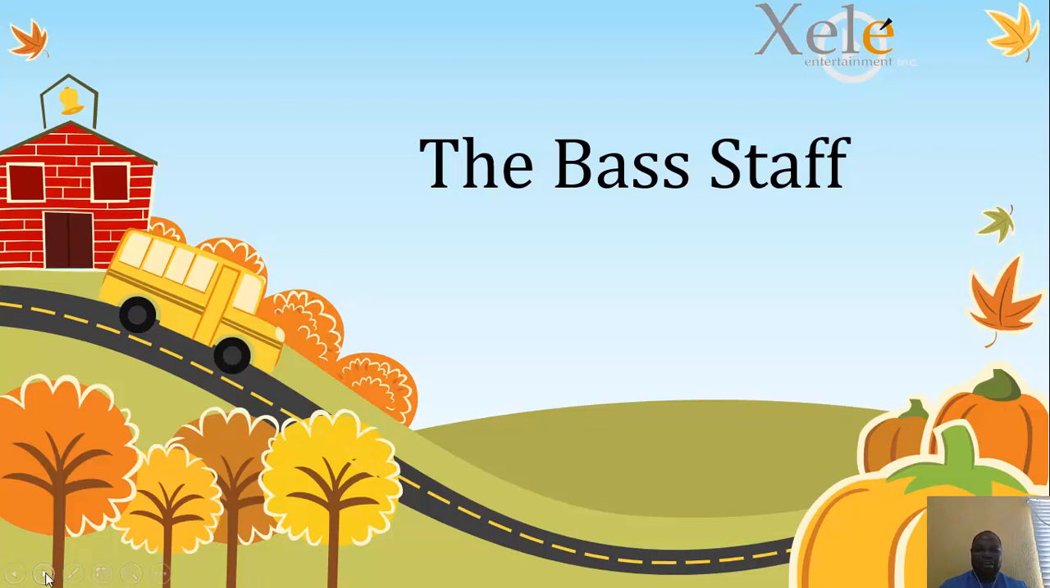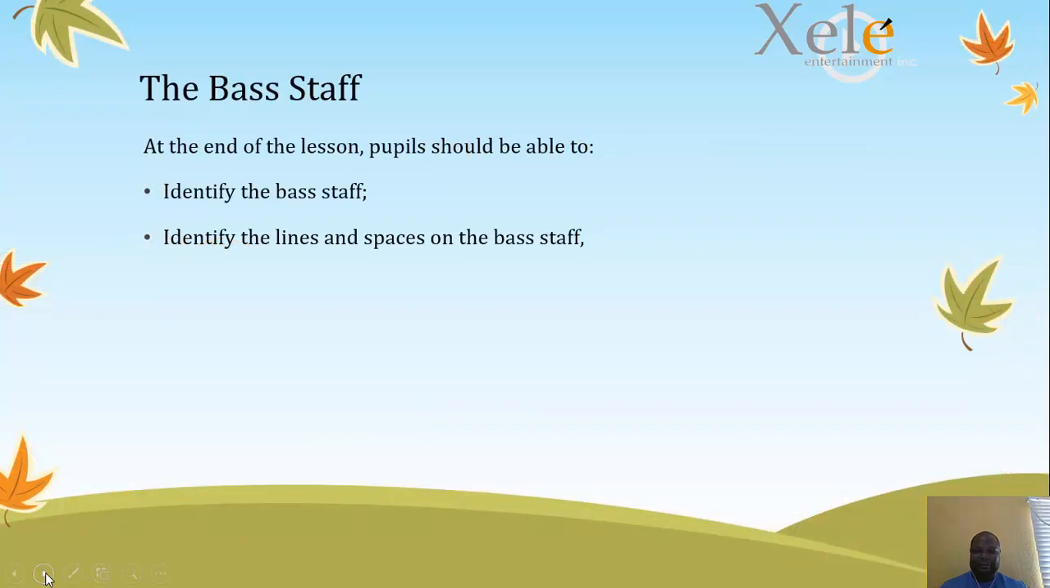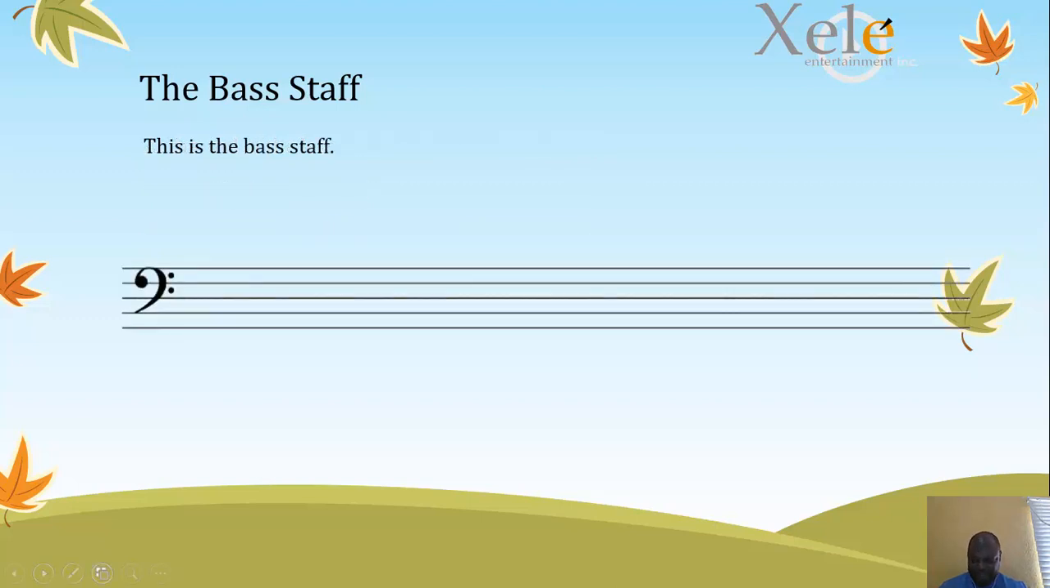Today we will be talking about the bass staff. At the end of the lesson, everyone should be able to identify the bass staff and identify it differently from the treble staff, of course. Every pupil as well should be able to identify the lines and spaces of the bass staff.